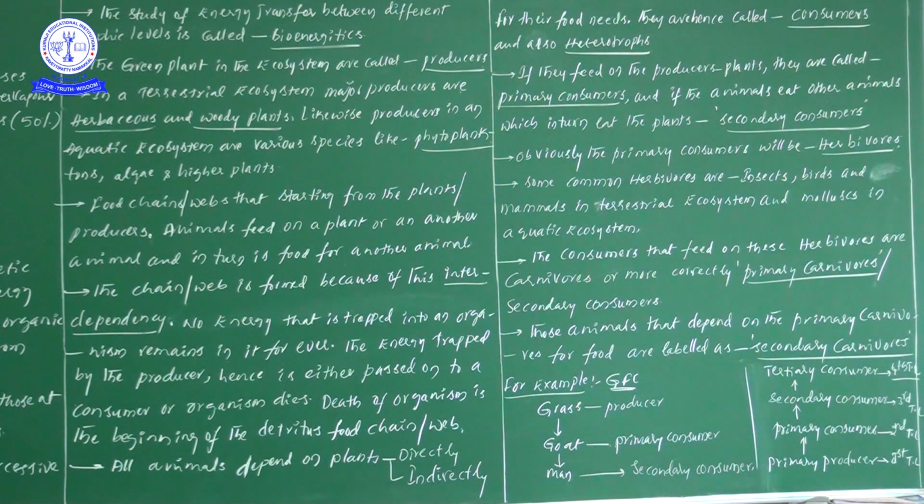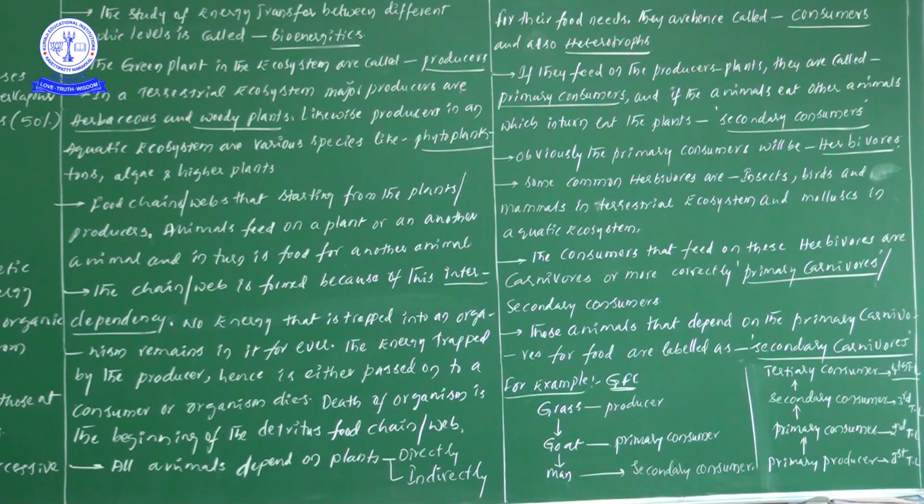Next one, mollusc members. These mollusc members are examples of herbivores in an aquatic ecosystem. Don't forget, molluscs are the best example of herbivores in an aquatic ecosystem. From a terrestrial ecosystem point of view, the best examples of herbivores are insects, birds and mammals.